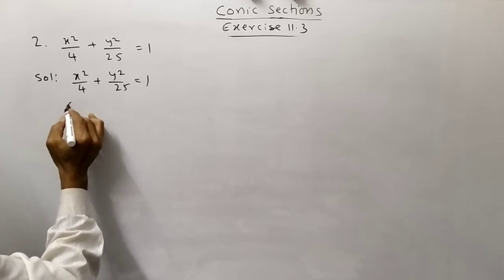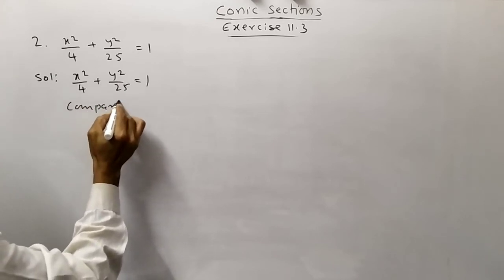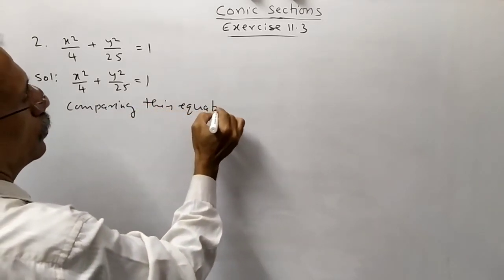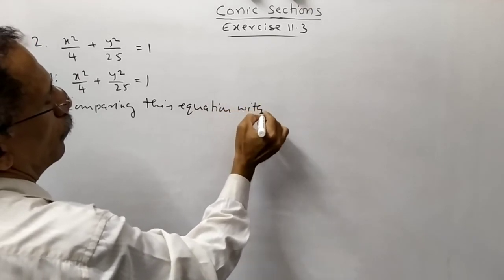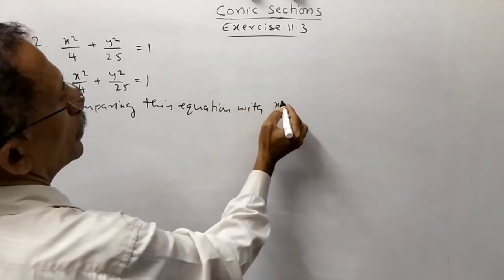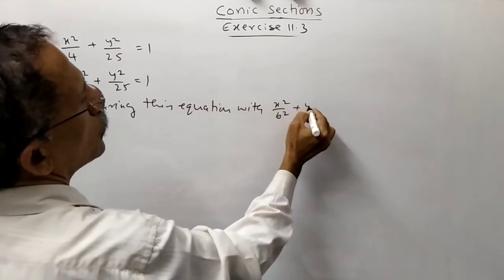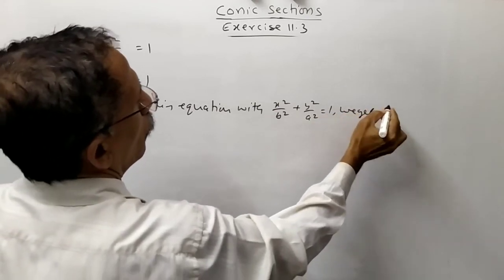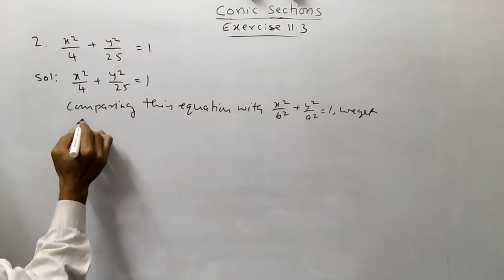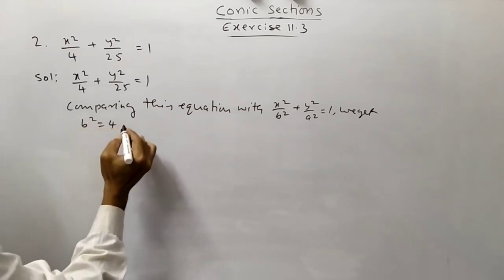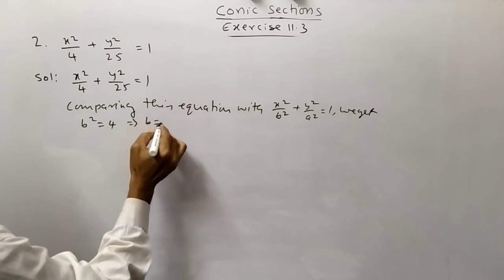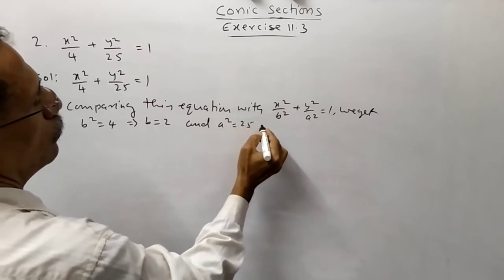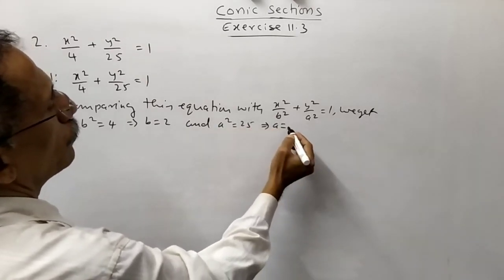So, comparing this equation with x squared divided by b square plus y squared divided by a square is equal to 1, we get b square is equal to 4 implies b is equal to 2, and a square is equal to 25 implies a is equal to 5.